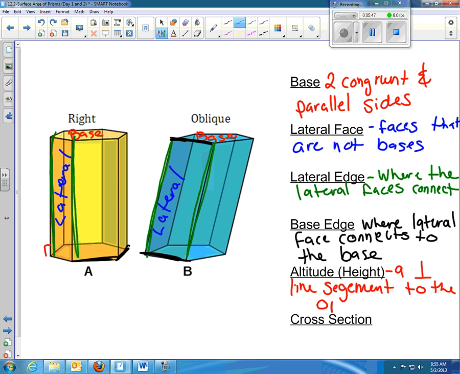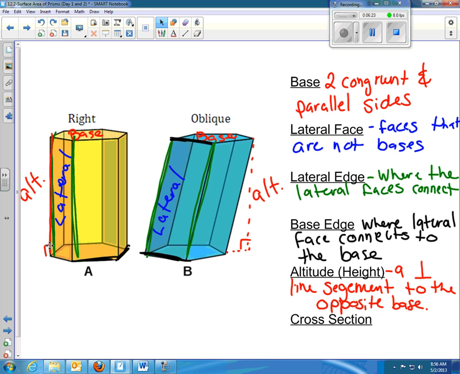To the opposite base. So if we look here, in our right prism, your altitude is just the side because it's perpendicular to the base. But in an oblique prism, your altitude is actually outside of your prism. Just like in chapter 11 when we were doing some triangles and parallelogram areas, sometimes the altitude, the height, was given to us outside of the figure. Same idea.